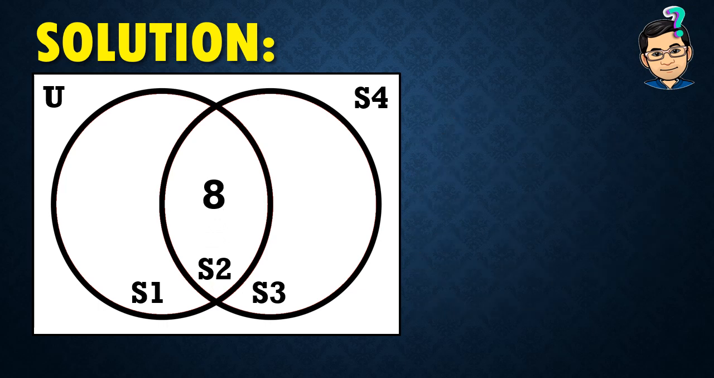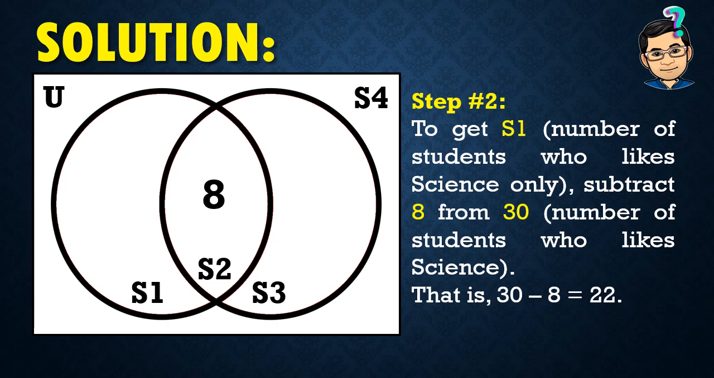Okay? So, after natin mailagay yung S2 o yung intersection ng dalawang circles na yun, ang next step na gagawin natin is to get S1 and S3. So, S1 muna tayo. So, S1, these are the number of students who like science only. Subtract 8 from 30. 30, ito yung number of students who like science. So, to make things clear, kapag sinabi natin who like science only, yung may word na only, wala siyang ibang subject na gusto kundi science. And then, kapag science lang ang nakalagay, walang only, ibig sabihin, maaaring gusto nila yung science only or science and math. Okay? So, meron silang intersection.